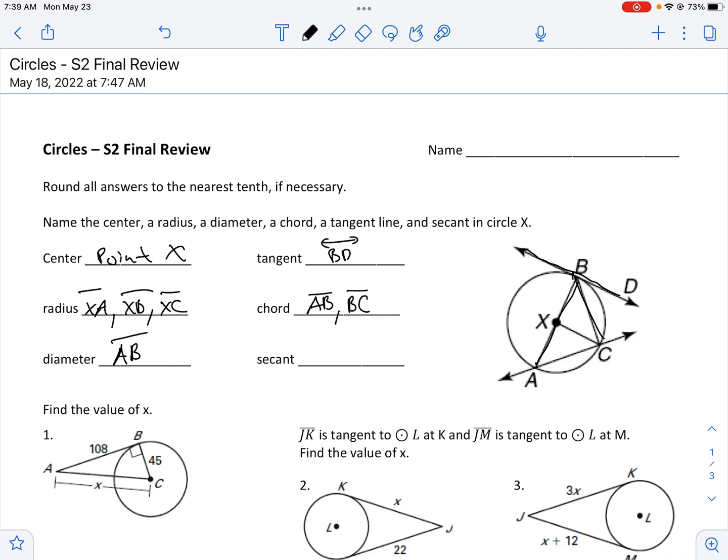BC. And if you were just talking about AC, you could use that too, if you're just talking about the part of the circle. And a secant is a line that goes through, but not the middle.